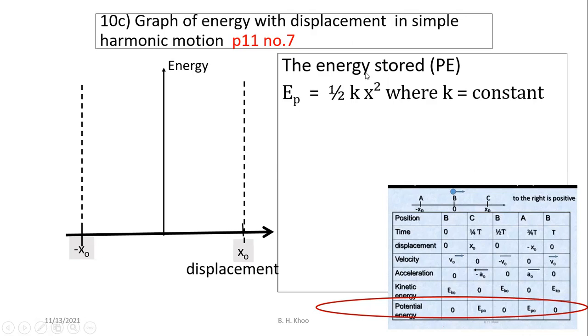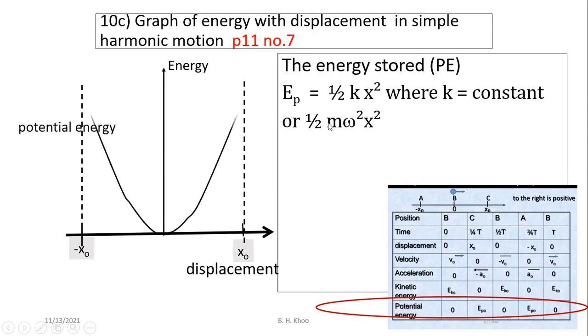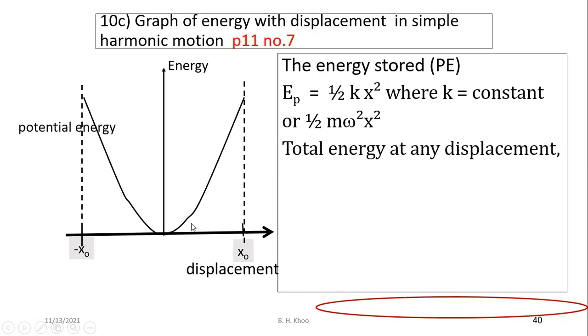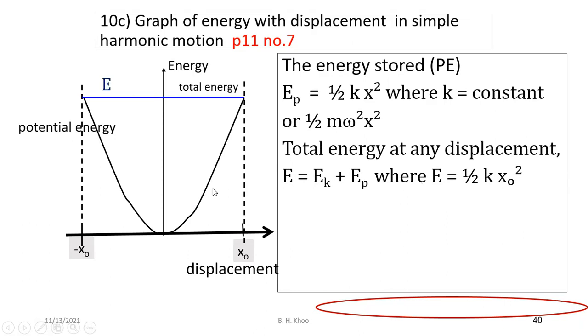Potential energy is a parabola, so it looks that way. Remember, your amplitude must be there. Total energy is the largest value where it touches the amplitude. Draw a horizontal line, that's the total energy, E. Your total energy is kinetic plus potential. For kinetic, take the potential across: E minus EP. So it's just upside down, inverted, that's all.